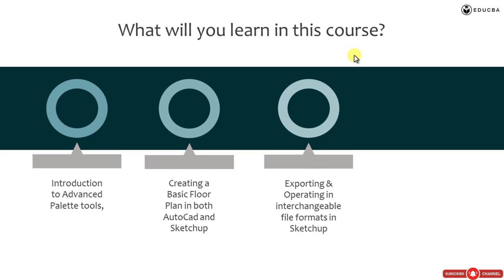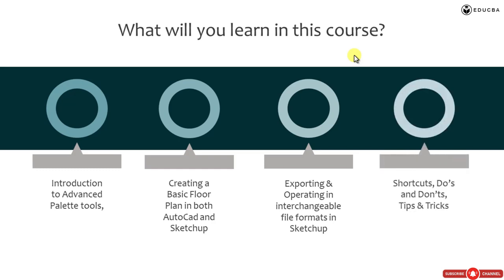The next point is, you are going to learn how to export and operate in interchangeable file formats. For example, AutoCAD file works and runs in Google SketchUp. That is how you create a base of design which you will be protruding after creating surfaces in Google SketchUp. The fourth, shortcuts, do's and don'ts and tips and tricks. This final set is going to make you do the work faster or maybe in a more precise way, wasting less time and speeding up your whole procedure of designing.